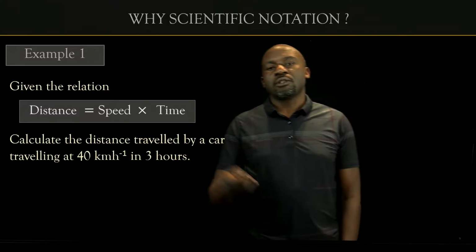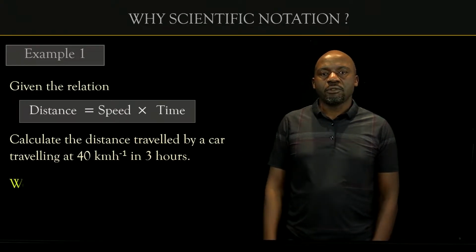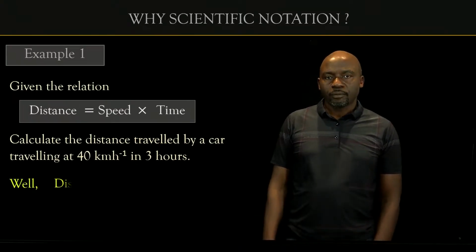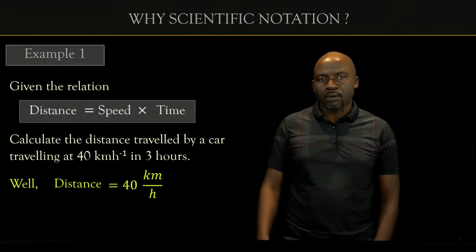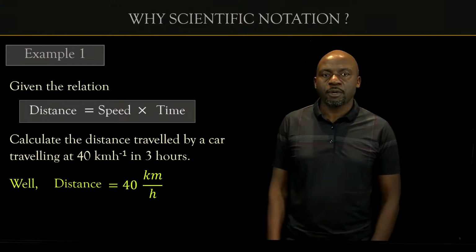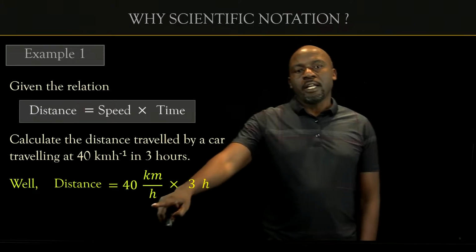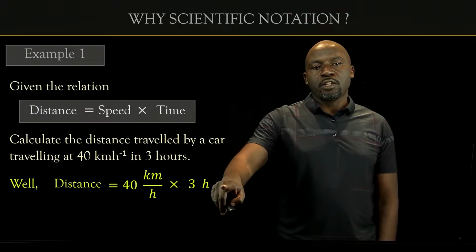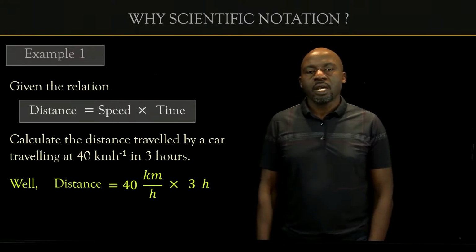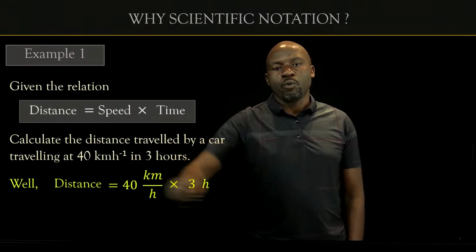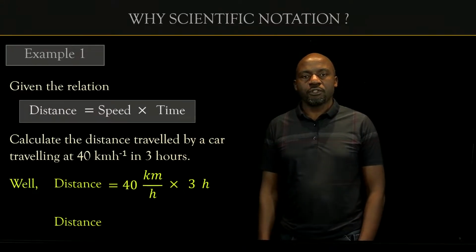Even without using a calculator, it is very easy to tell that the distance traveled is going to be 40 kilometers per hour, which is another way of writing km/h, multiplied by 3 hours. And clearly we can cancel h, since one is in the numerator and one is in the denominator, and we end up simply with 120 kilometers. So that is pretty straightforward.